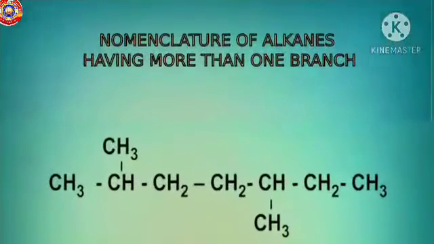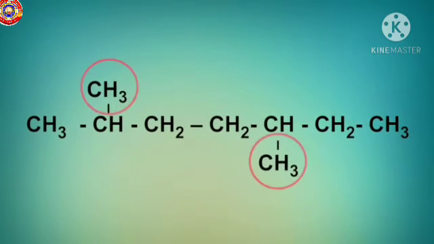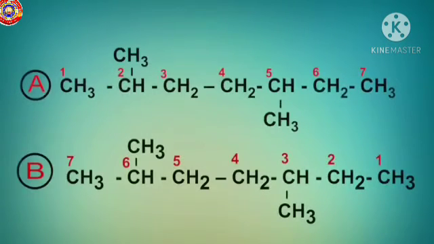See the structural formula of a hydrocarbon. Here the methyl radical came twice as branch. The number of carbon atoms in the main chain is 7. Shall we find the position number of these branches? For that, let's number the carbon atoms in two different ways.